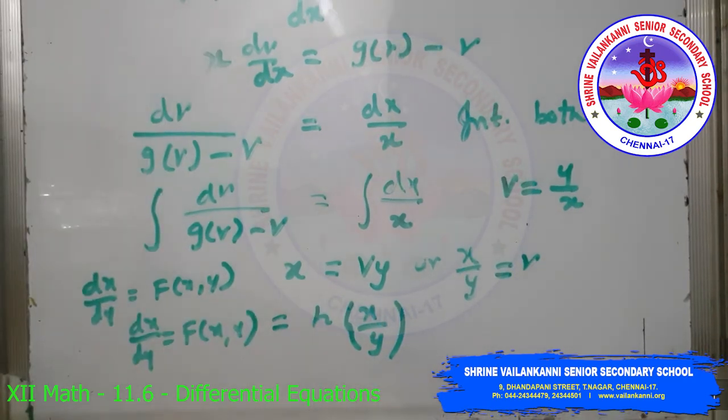Exercise 9.5, we have to show that the given differential equation is homogeneous and solve each of them by using these two substitutions, y equal to vx or x equal to vy, depending on whether the function is in the form f of x comma y equal to dy by dx or dx by dy.